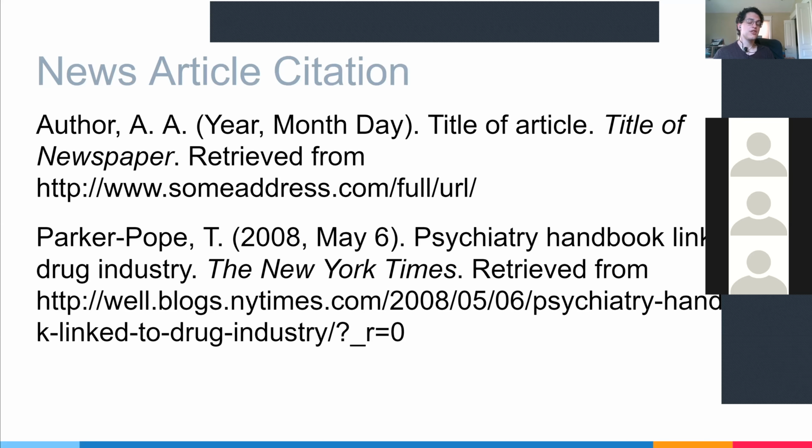If you want to cite a news or magazine article or an online article, you put the last name of the author, first and middle initial, the year, the month, and the day of publication, the title of the article, again, only capitalizing the first letter, and you properly capitalize the title of the publication that the article is actually published in. If it's an online article, you put retrieved from followed by the link to the article, okay?